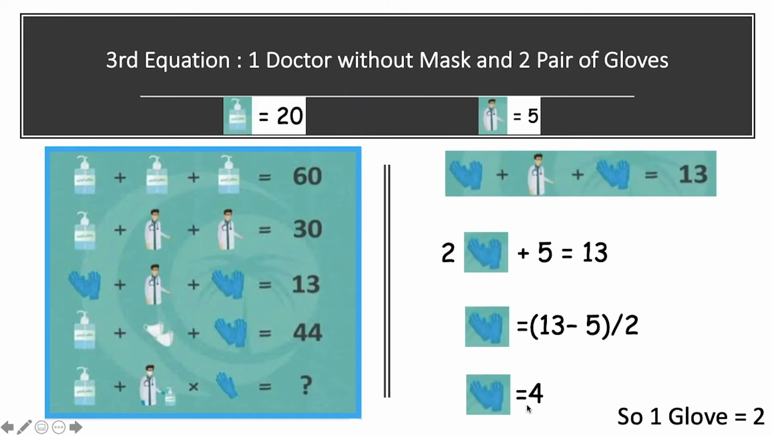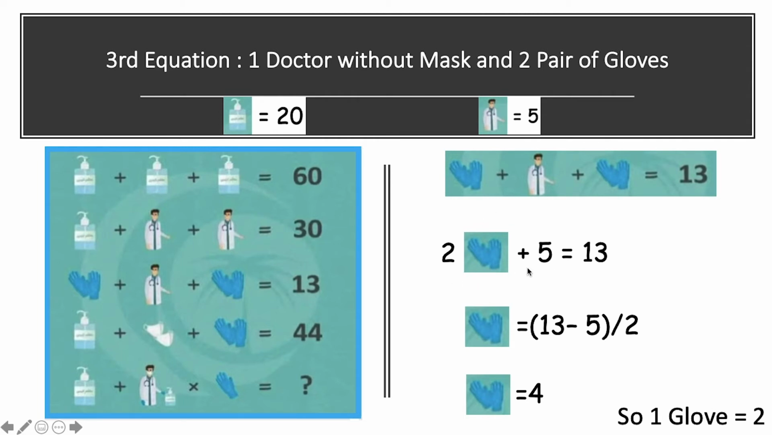Now jumping on to our third equation. In the third equation, we have one doctor without mask and 2 pairs of gloves whose sum is equal to 13. We know the value of doctor, that is equal to 5. Putting that here and solving this equation for gloves.